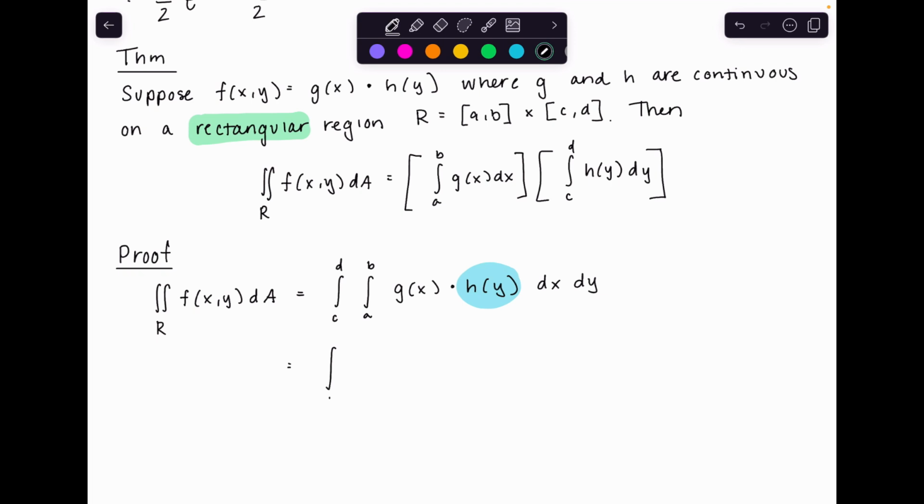So what we can do is pop this out front, and then instead do this piece first, because h of y is treated like a constant with respect to x.